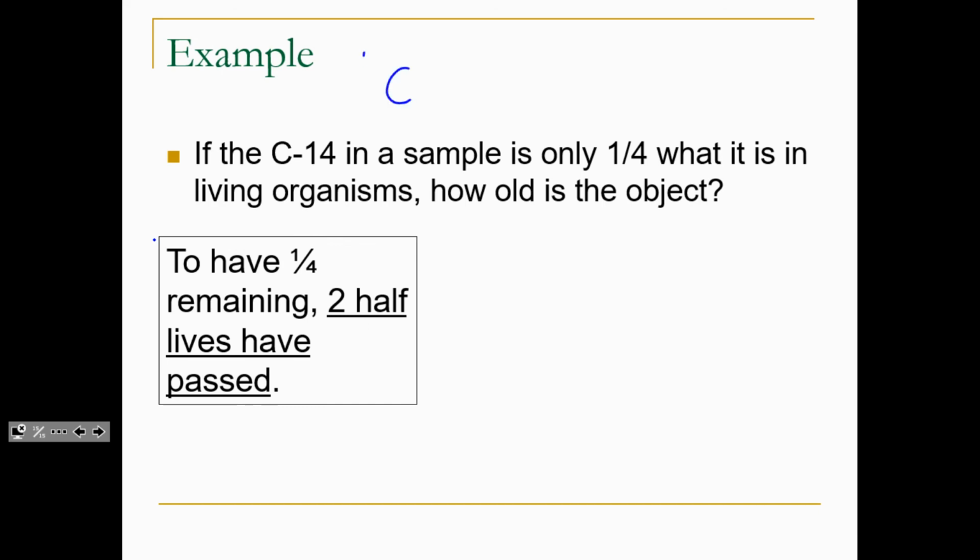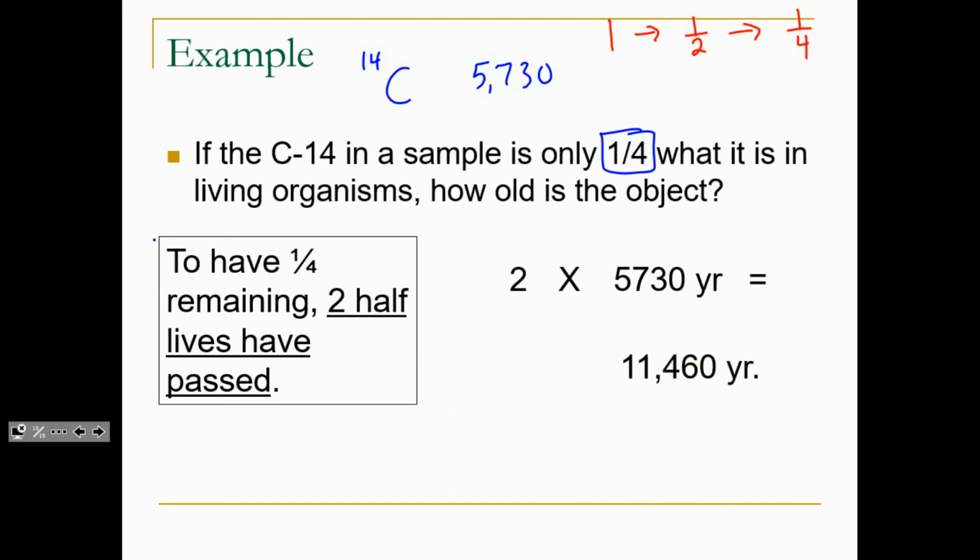So if we're using carbon-14's half-life, which is 5,730 years, if the C14 in a sample is a quarter of what it was in living organisms, how old is the object? So to have a quarter remaining, that means that 2 half-lives have passed. Let me show that up here. If we start with a whole, after our first half-life, we would have a half, and then after our second, we would have a quarter. Because we went through 1 half-life and 2 half-lives, and we know the time of each half-life, we can figure out roughly that whatever this artifact was, whatever this organism was, it was roughly 11,000 years old.